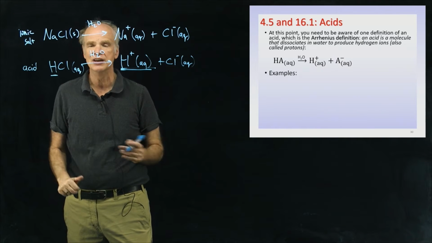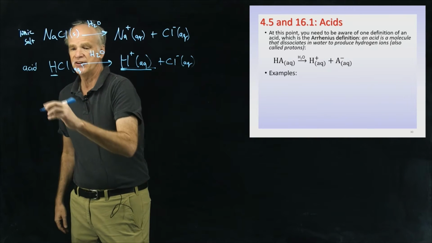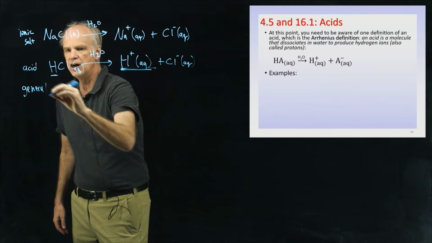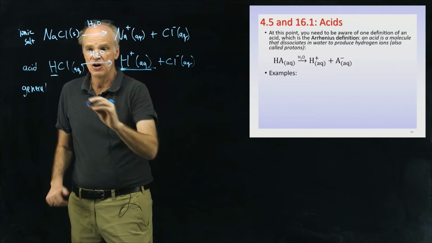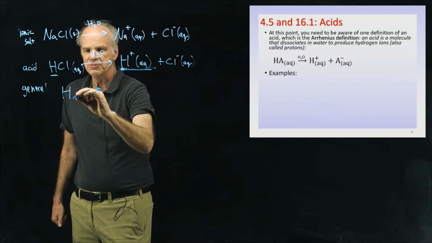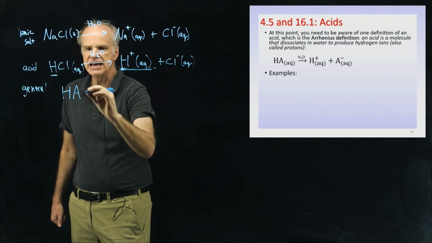and give you the solution of acid. Now we can generalize this, as I've done on the screen here. We can say in general that an acid molecule might look like this. You have hydrogen bound to some kind of anion, so we have an A here.